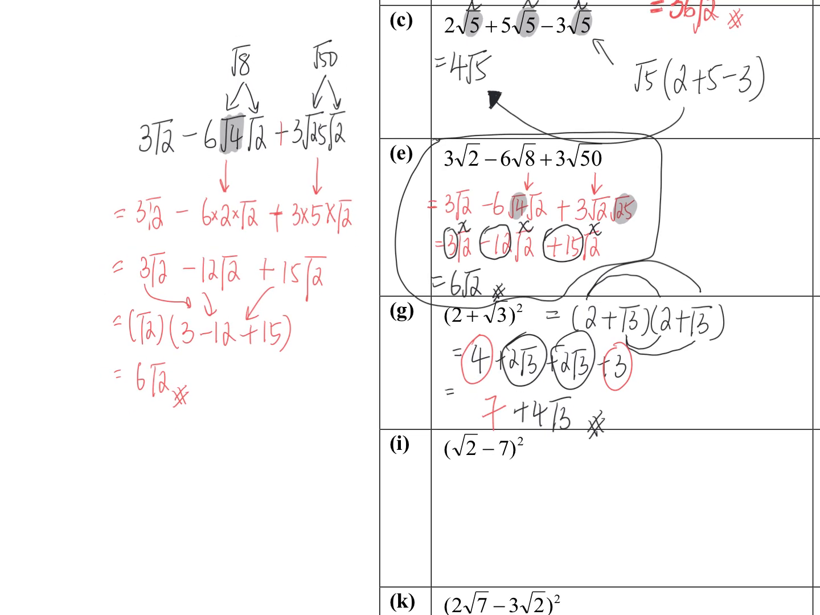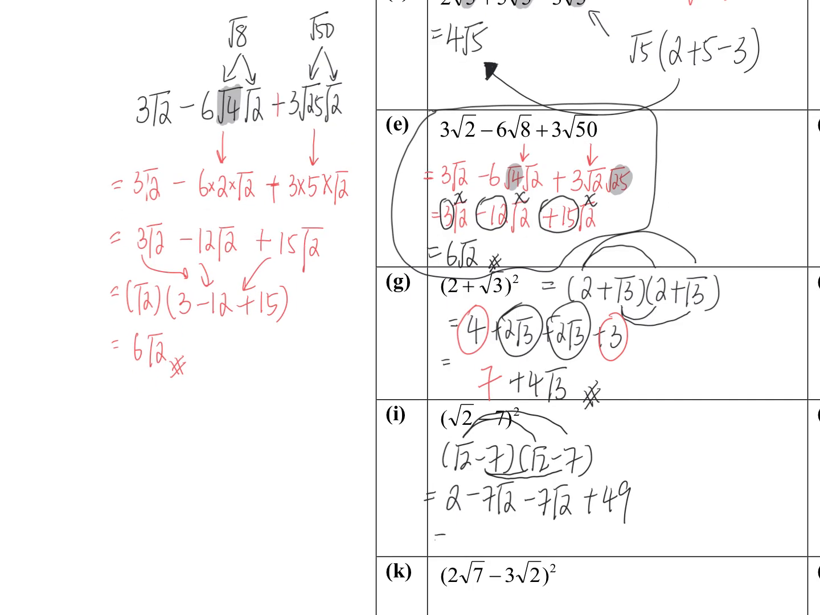This one, same thing, repeat these two and then you expand. So root 2 times root 2 is 2. Root 2 times 7 is 7 root 2. 7 times root 2, 7 root 2. And then negative 7 times negative 7 is plus 49. So if you simplify the numbers, it's 51 minus 14 root 2.